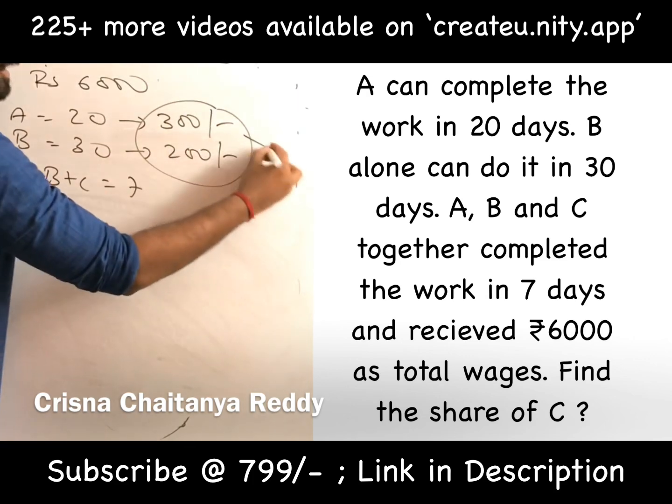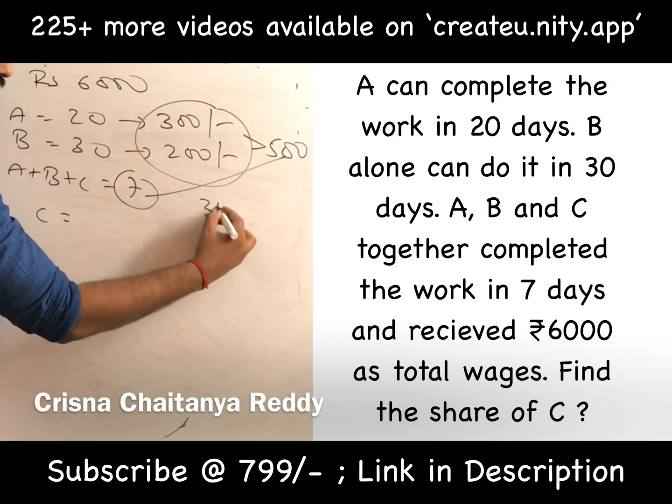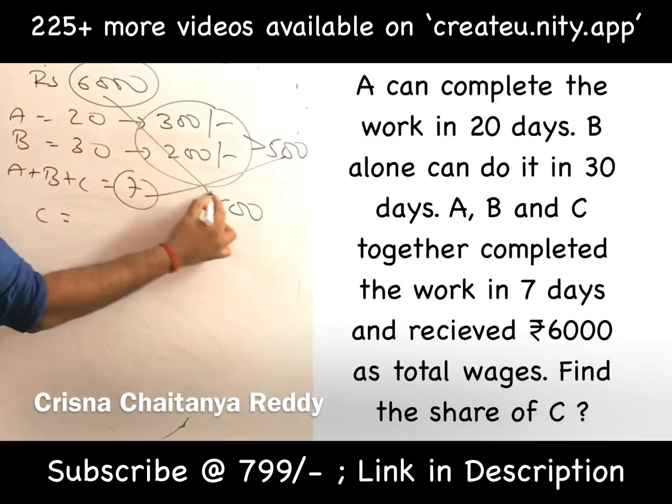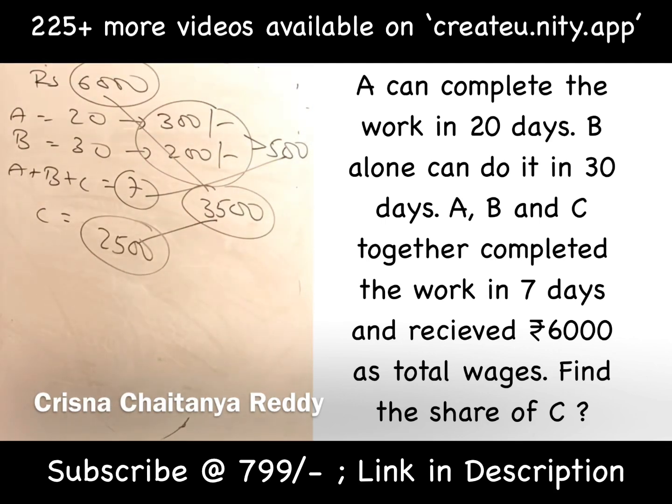Both of them together per day 500 and they worked for 7 days. That means they have received 3,500 together. Total is 6,000. They have received 3,500. That means C will receive the remaining 2,500. It's as simple as that. There is nothing in it.